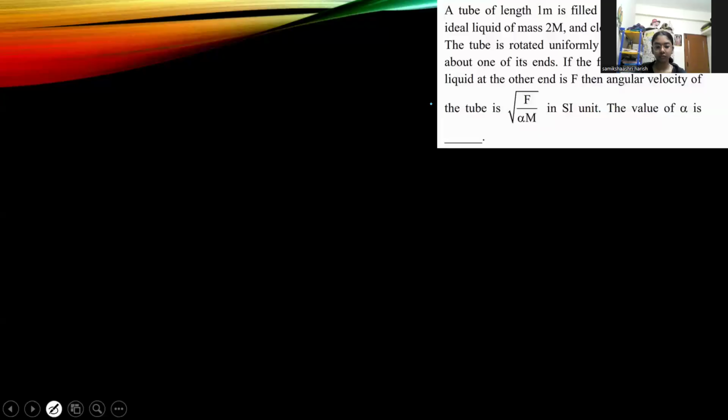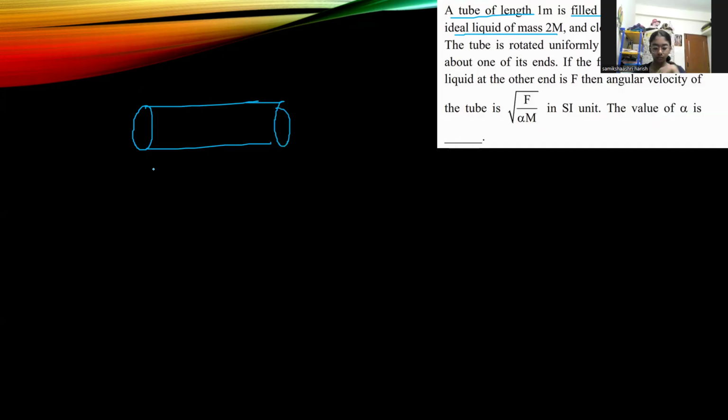Read the question carefully. A tube of length 1 meter is filled with an ideal liquid of mass 2m. We have a tube like this. Make a tube like this. Length 1 meter, filled with a liquid of mass 2m.